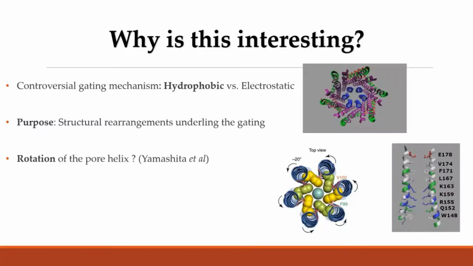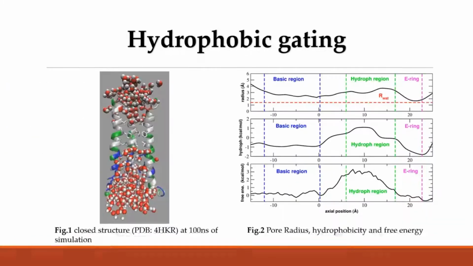In the literature, one of the hypotheses suggests a gating mechanism based on the rotation of the pore helices, and this rotation is supposed to displace some hydrophobic residues away from the pore and let water and ions pass through the channel. At first, we analyzed the closed structure of the channel, and surprisingly we found out that the channel radius is always large enough to let water molecules pass through, although the channel is closed.